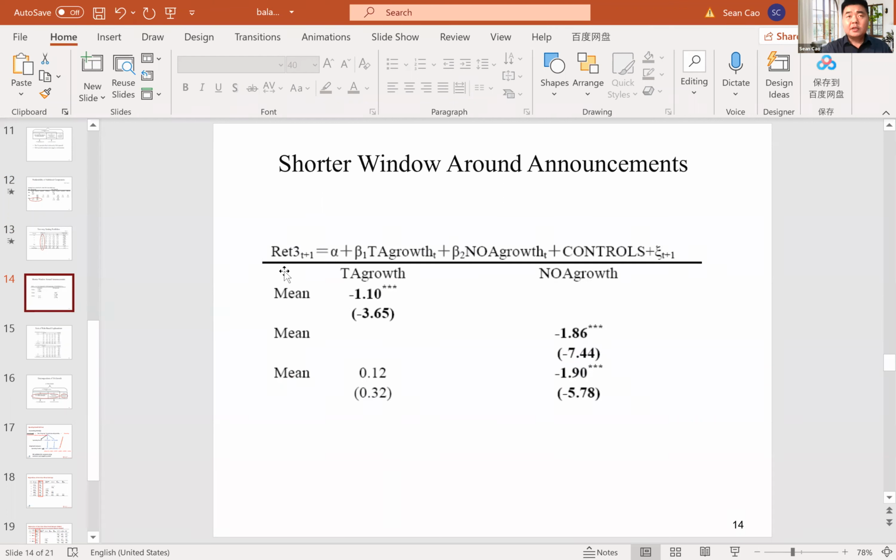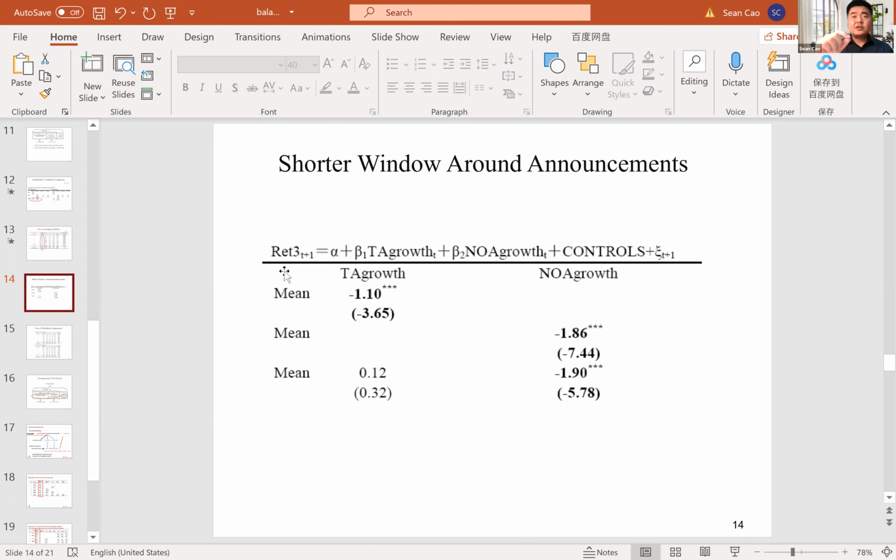The reason is that if you buy and hold for one year, there's a lot of risk. You don't know whether the 10% return is from the signal or from the risk. But the short-term window is 3 days. How many things can happen in 3 days? Relatively few, right?